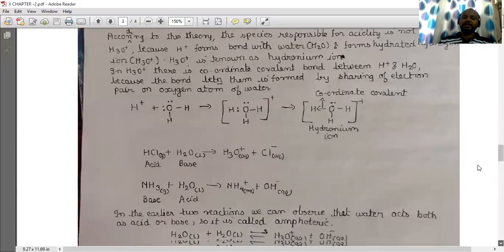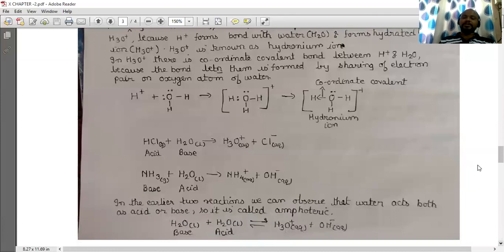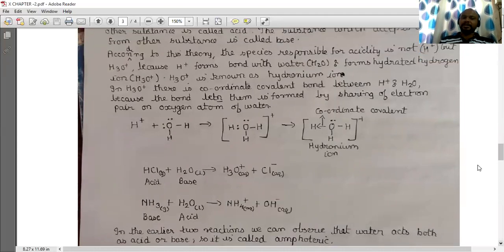If you see in the earlier two reactions, you can observe that water acts as both acid and base. So it is known as amphoteric. We'll just see that when water acts as a base and an acid and they react together, it gives you hydronium ion plus hydroxide ion. We'll just recall it to make the content clear in your mind.